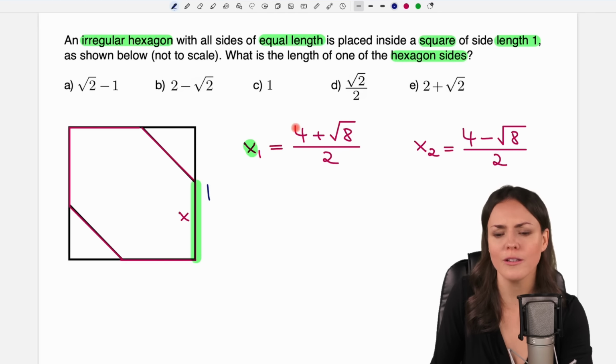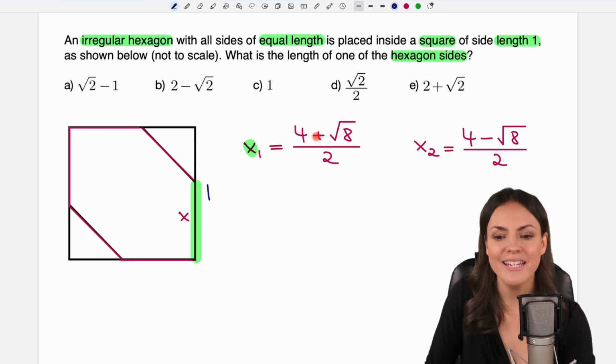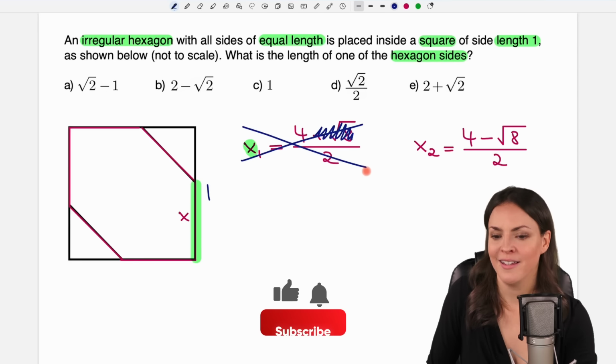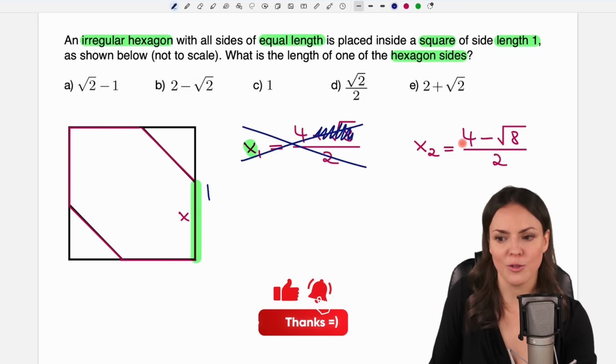Okay, is this smaller than 1? We have 4 plus the square root of 8. The square root of 8 is something positive. So to the 4, we add something positive, and then we divide this by 2. This is larger than 1. Even if the square root wasn't here, 4 divided by 2 equals 2 already. So this is not a valid solution. It's too big.